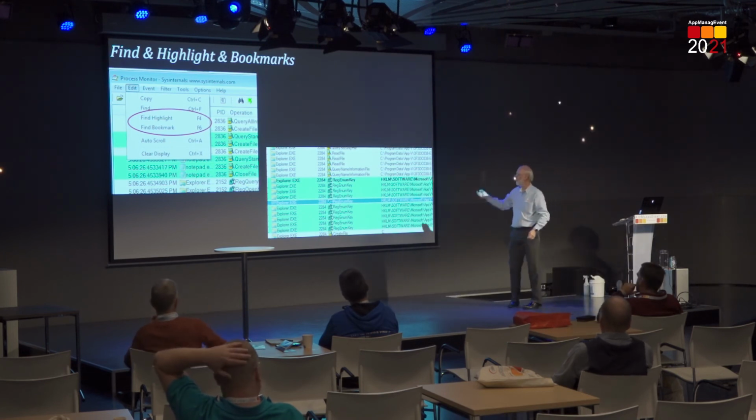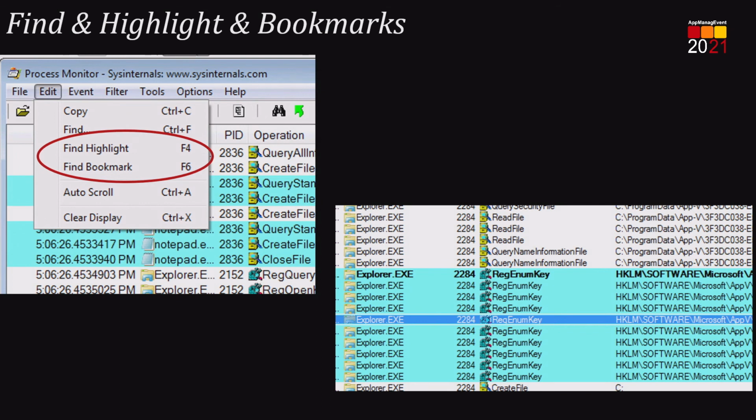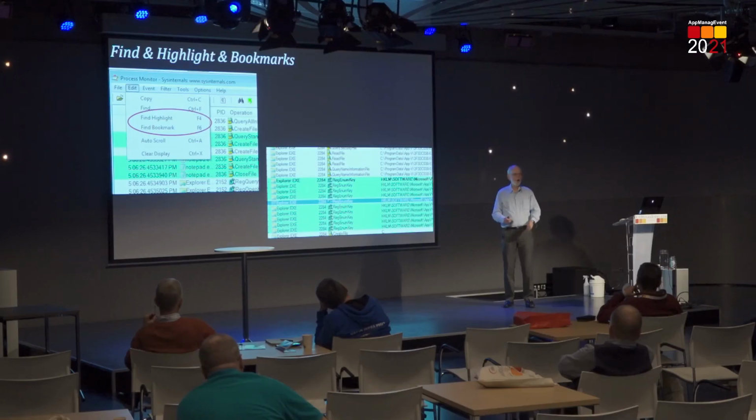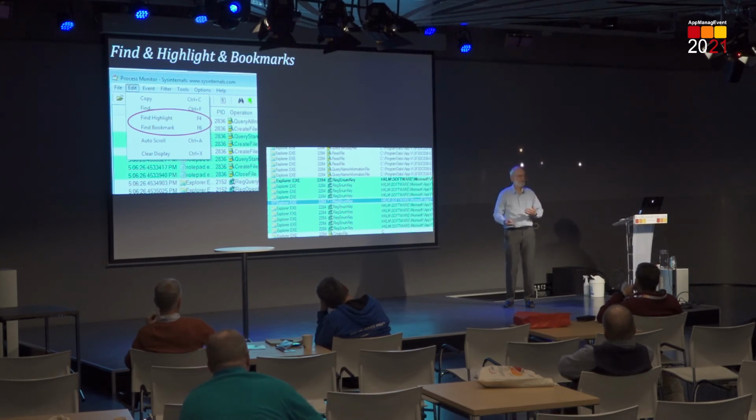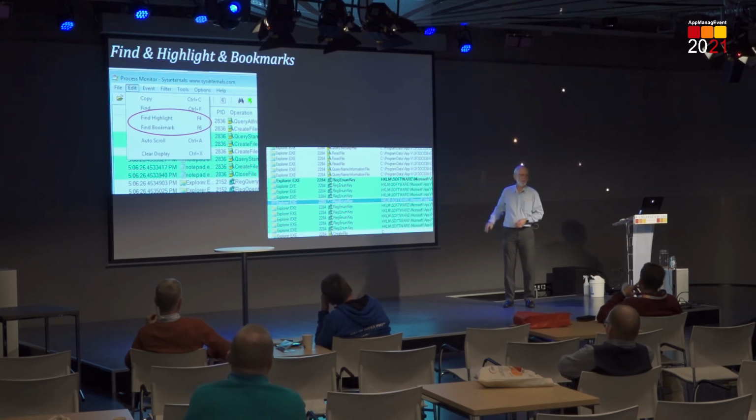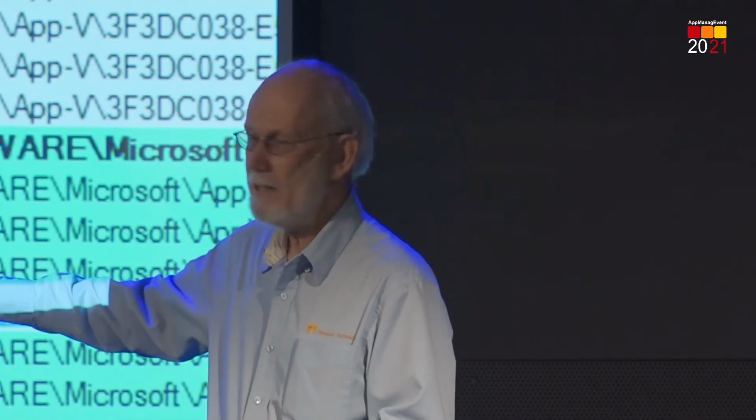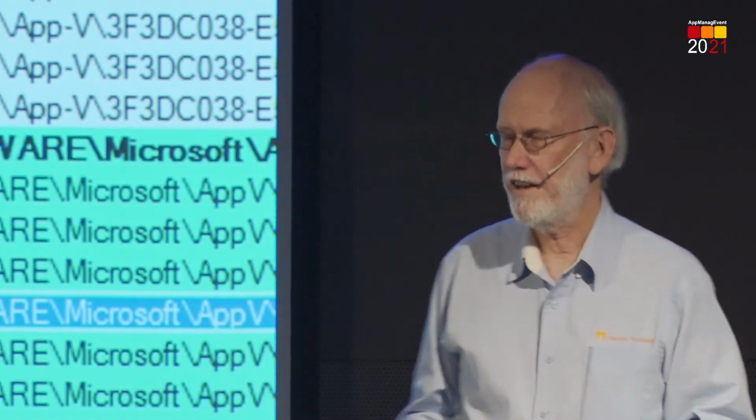Very quickly, highlighting and bookmarking can be very important. I use highlighting to do things like put a highlight on everything that says success. Some people filter out success result codes because they're looking for problems. I find that totally useless because a lot of times you'll have an error followed by success. I need to see that to understand what the application was doing. So I'll put a highlight on success, and then look for the white lines mostly to look for the errors. But I still have that other data there.